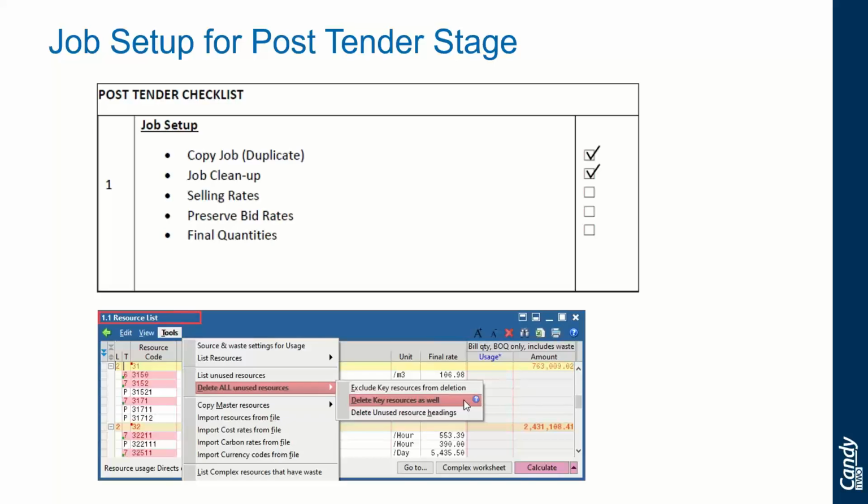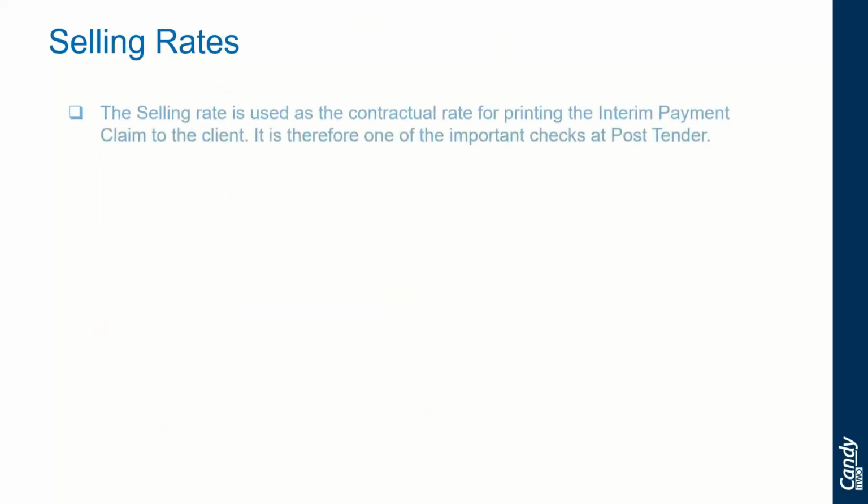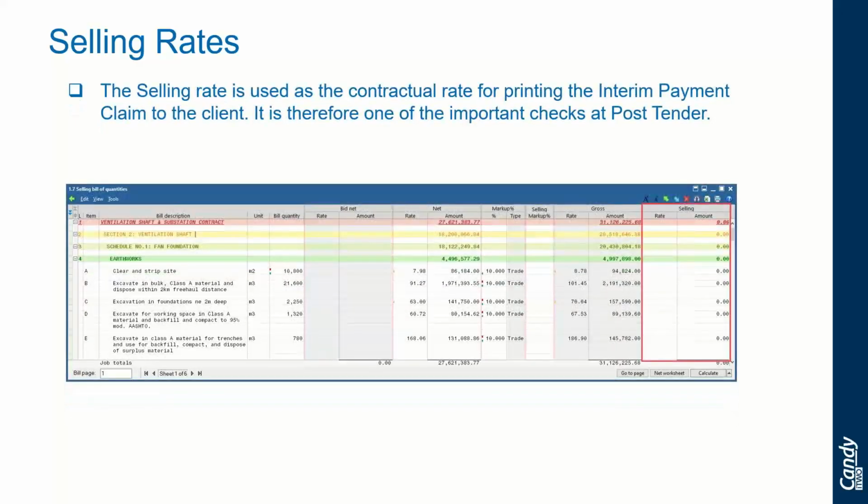Now that we've covered points 1 and 2, the copying of the job and cleaning of the job, we now introduce the selling rate, how to preserve your bid rates, and also copy final quantity, and why we need to do so. Starting first with the selling rate. The selling rate is used as the contractual rate for printing the interim payment claim to the client. It is therefore one of the important checks at post-tender stage.